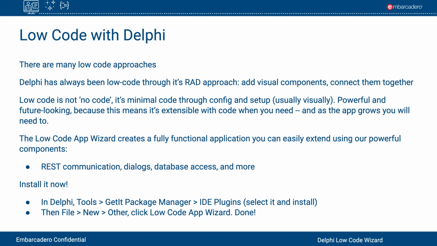It is in GetIt right now, so you can install it, run Delphi, go to the Tools menu, get a Package Manager, and then the IDE plugins section, and select the FireMonkey app wizard and install it. And then in the File menu, just go to File, New, Other, and either in Delphi or in Delphi multi-device, click Low-Code App Wizard, and it's done.